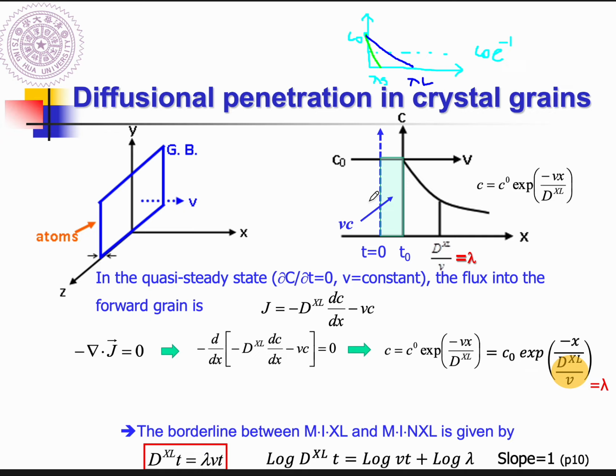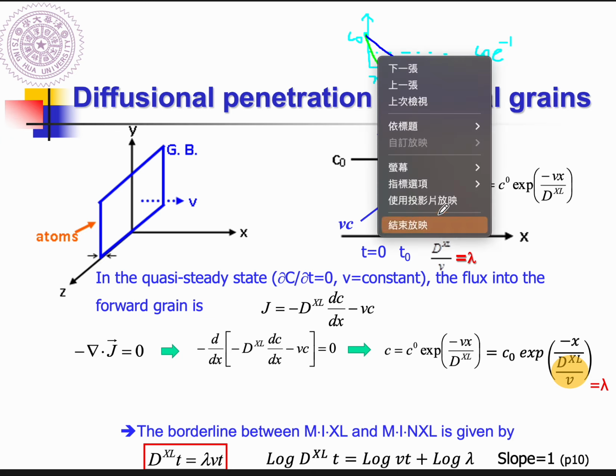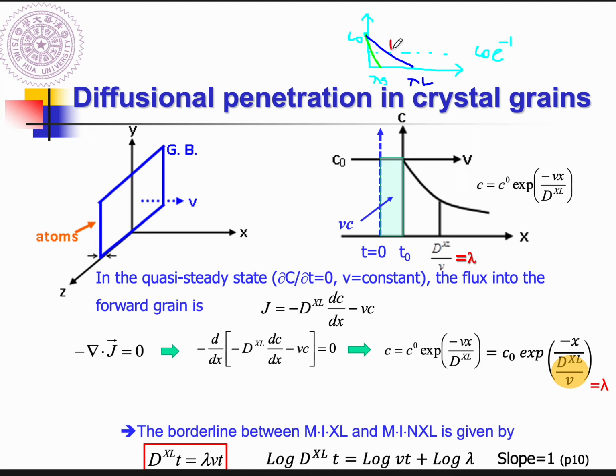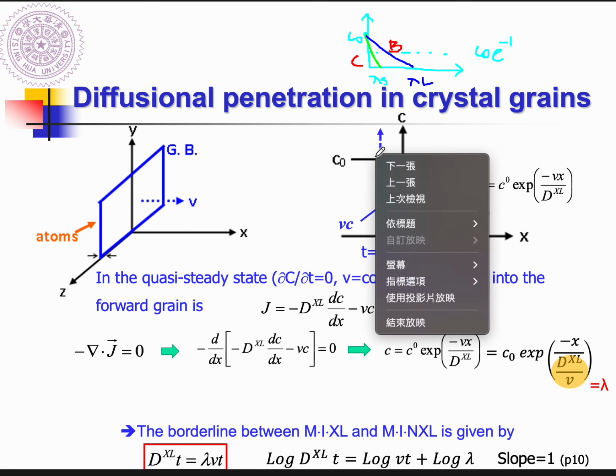A larger lambda is similar to region B, and a smaller lambda is similar to region C. I will say this belongs to B, because you can see diffusing atoms diffuse into the grain, and this small lambda is more similar to region C. Most diffusing atoms are still near the grain boundary, with just a tiny diffusion into the grain.